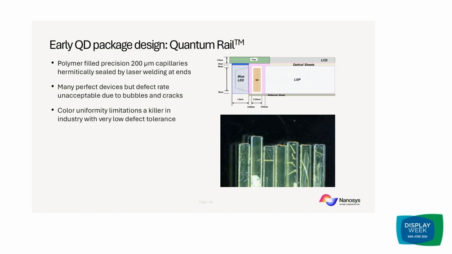So the initial concept here was to convert these blue LEDs on the side into the full spectrum, blue, green, and red, using quantum dots in polymers filled into these precision 200 micron capillaries that could actually be hermetically sealed at each of the edges. So this was the first commercial concept. And it was, in fact, possible to create many, many perfect devices out of this system. But ultimately, the defect rate and color uniformity from doing color down conversion from blue to green and red in this way was not a good match for industry at the time. So essentially, there's a zero tolerance for defects in the display industry, and it was difficult to achieve perfect color uniformity in the system.